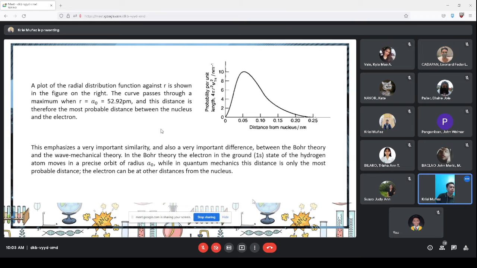Yeah, so in the Bohr theory, it dictated only one distance from the nucleus, which is the Bohr radius. That's it. While in quantum mechanics, this distance is only the most probable distance. Okay? The electron can be at other distances from the nucleus.